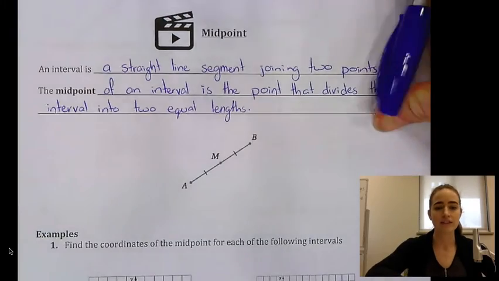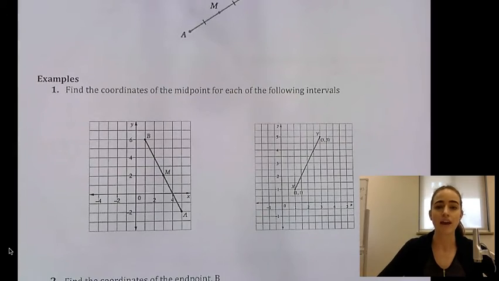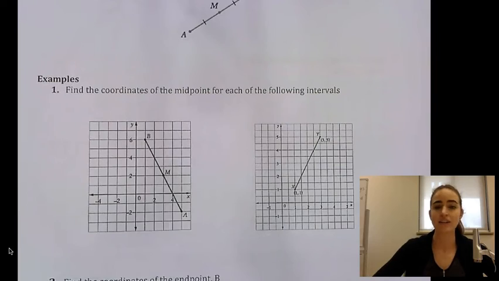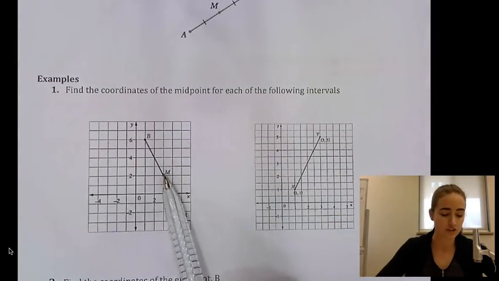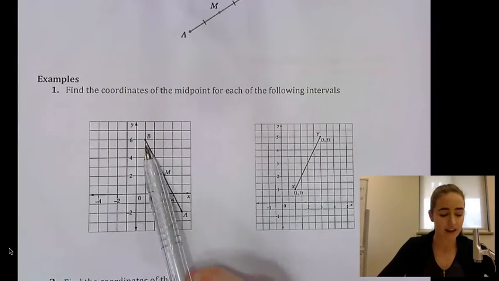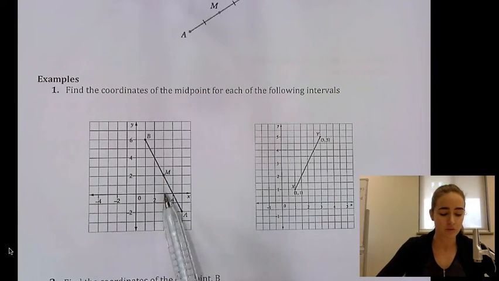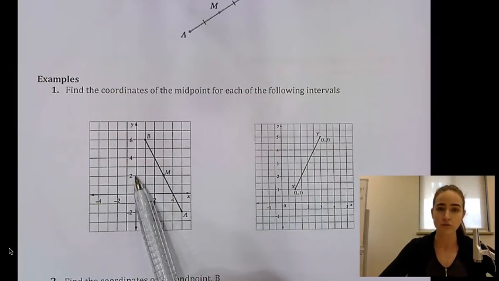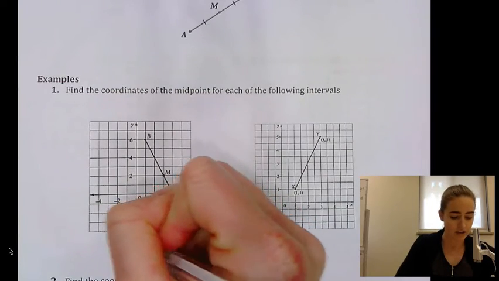So let's have a look at some examples. These ask us to find the coordinates of the midpoint for each of the intervals. So in here we've got our line segment, our interval A and B, and we're actually told where the midpoint is. It actually shows us that it's here. But we could figure that out by figuring out halfway along as well. So we're trying to find the coordinates of that point there, which would have an x coordinate of 3 and a y coordinate of 2. So the coordinates of our midpoint would be 3, 2.